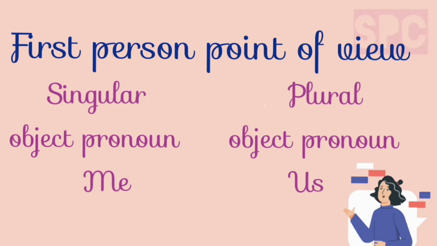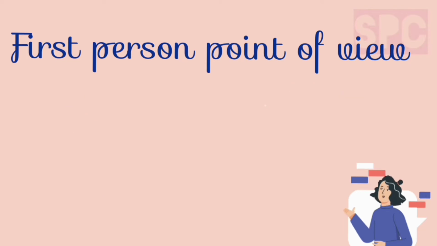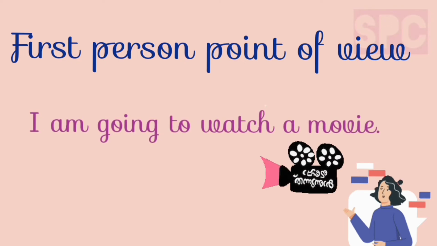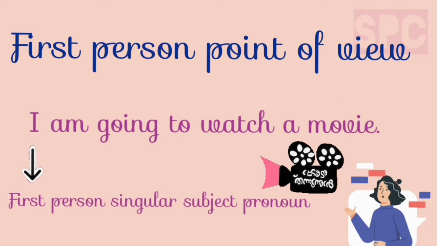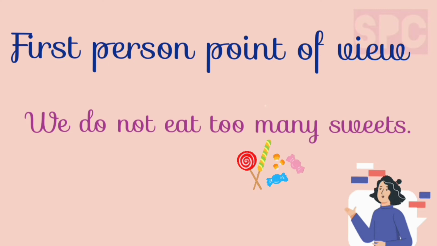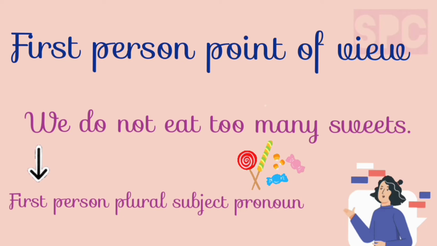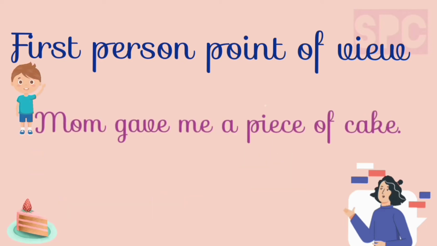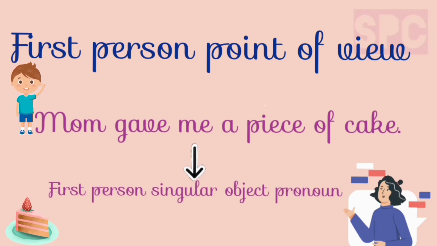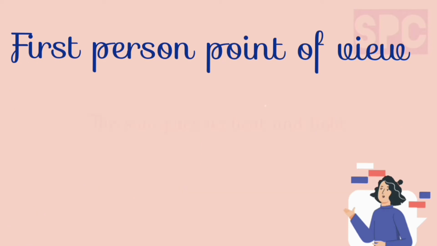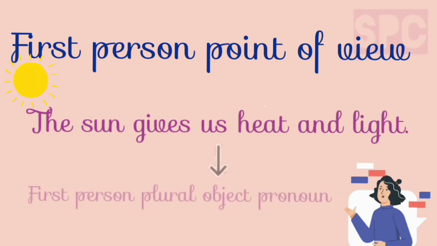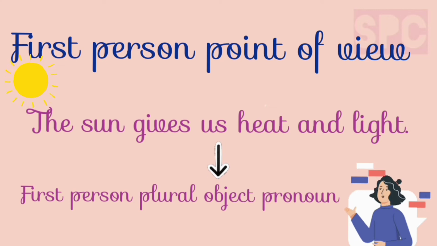Let's understand these with the help of some sentences. I am going to watch a movie. In this sentence, I is the first person singular subject pronoun. We do not eat too many sweets. In this sentence, we is the first person plural subject pronoun. Mom gave me a piece of cake. In this sentence, me is the first person singular object pronoun. The sun gives us heat and light. In this sentence, us is the first person plural object pronoun.